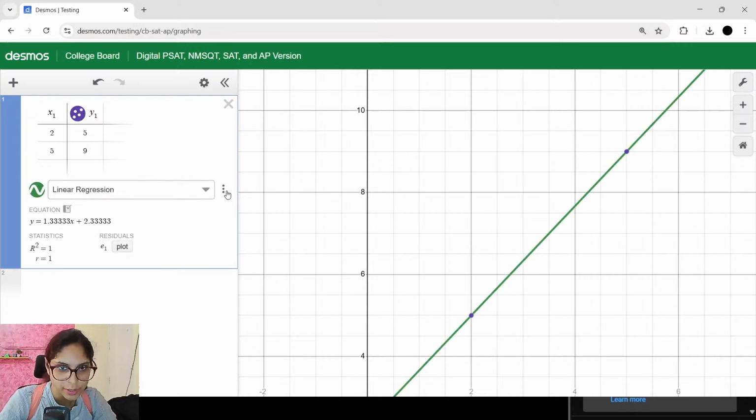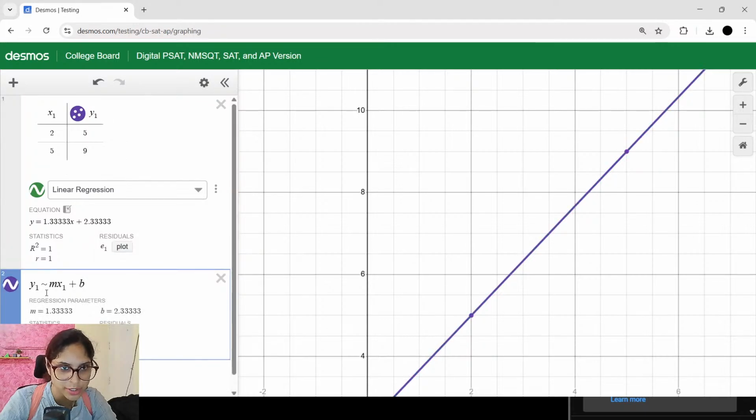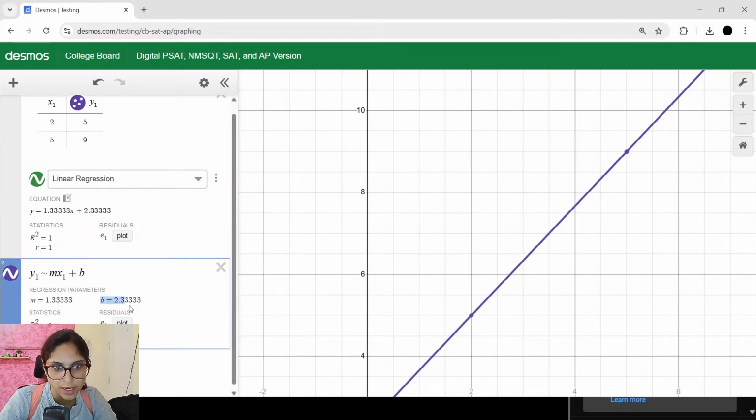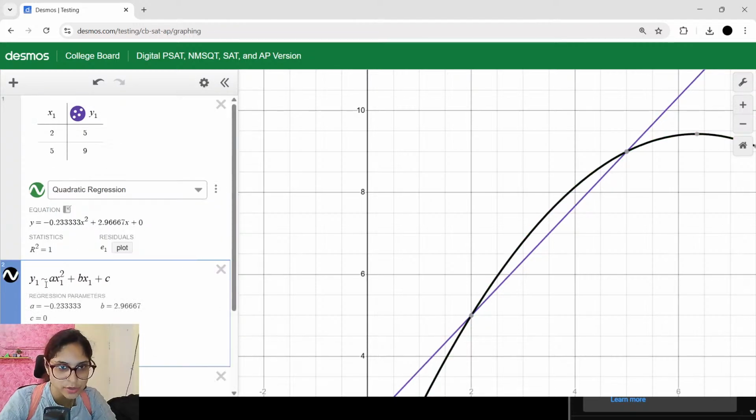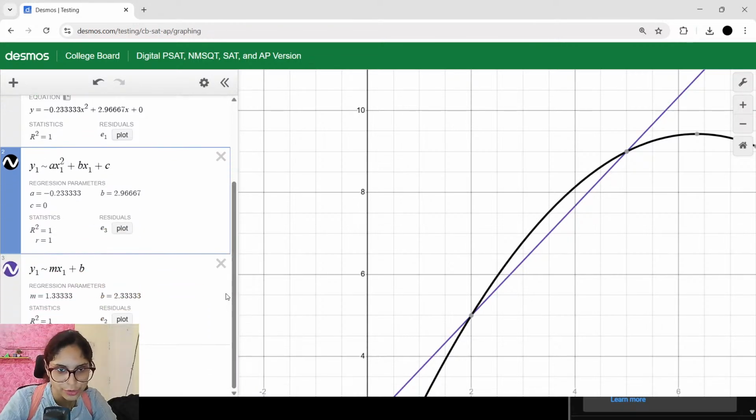Add regression. When you go here, you can see export as custom regression. You can see y1 is mx1 plus b. You can get the values of m and b. And now you can again export as custom regression. You can see y is ax1 squared plus bx1 plus c. This is for quadratic. All right. And so forth.